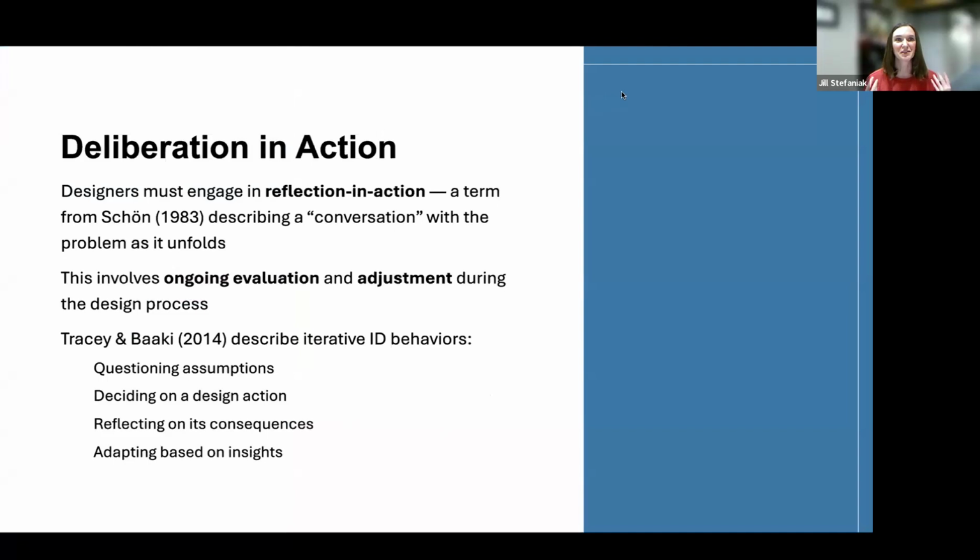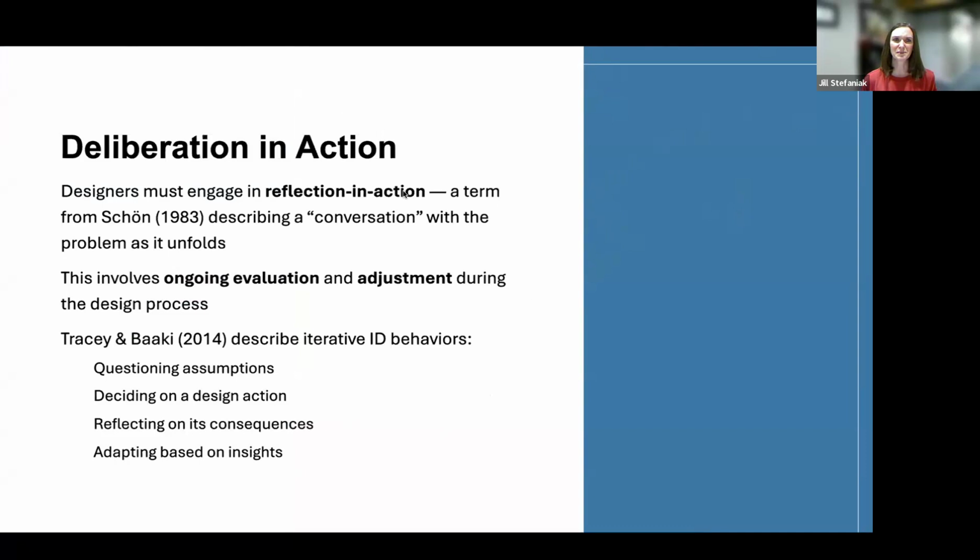And then, of course, we talk about deliberation and action. And this is very much a play off of reflection and action. This is a term that Schön has been talking about for years, since the 1980s, describing a conversation with the problem as it unfolds. Jason McDonald has done a lot of work talking about reflection and action and what that means for instructional designers as we engage in our design processes.